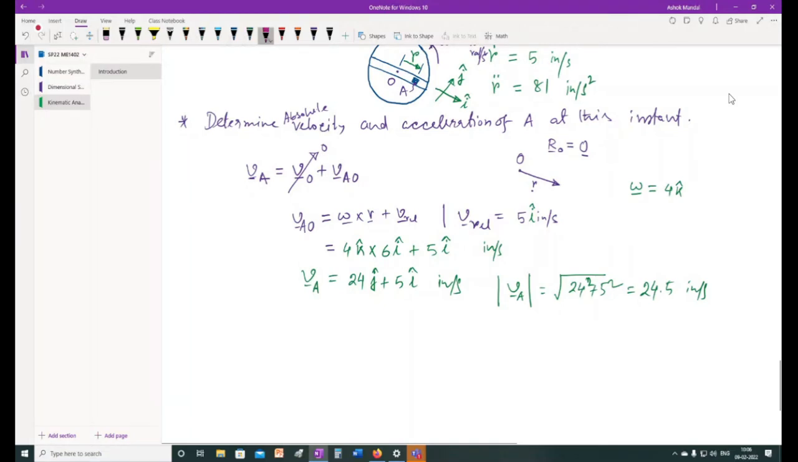Now, let us find out the acceleration. So the acceleration of point A, what should I write? It equals the acceleration of O plus the acceleration of A with respect to O.